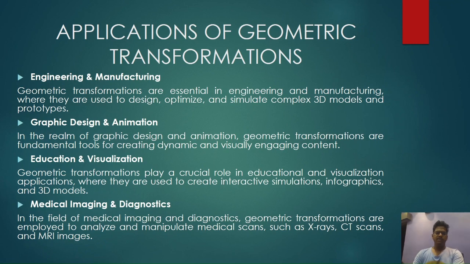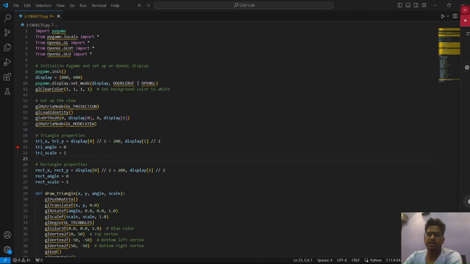So now let's look at the live example of the geometric transformations on two objects, that is a triangle and a rectangle. So let's get started. So now we're going to be looking at a live demonstration of applying geometric transformations on two objects simultaneously. Let's get started. So first we're going to be importing the libraries.